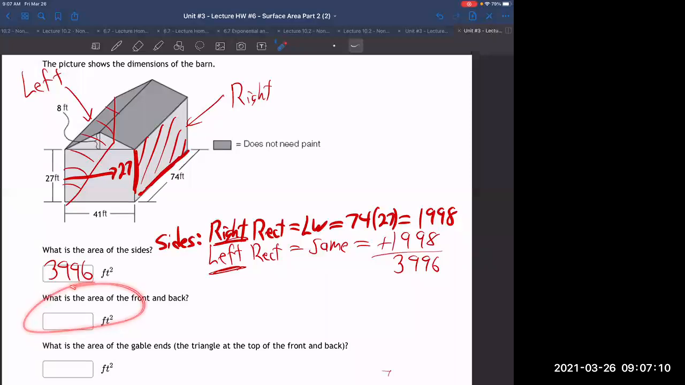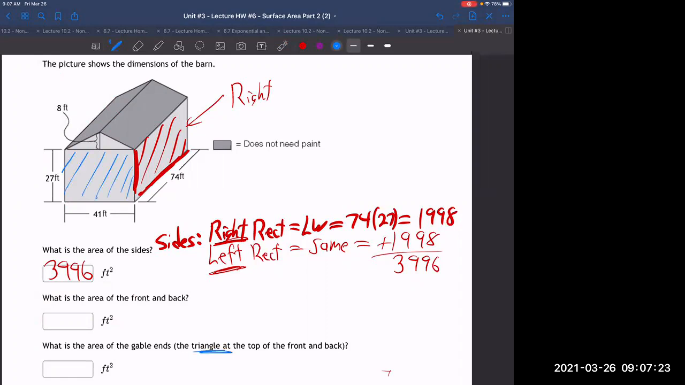All right, next question. What's the area of the front and the back? Okay, so now we need the front and the back. So I'm going to switch gears. They just mean the rectangle. They don't mean the triangle top because that's coming later. So they want the front rectangle. And again, it's a rectangle, so that's just length times width, right? That's just 41 and 27. Multiply those on your calculator.